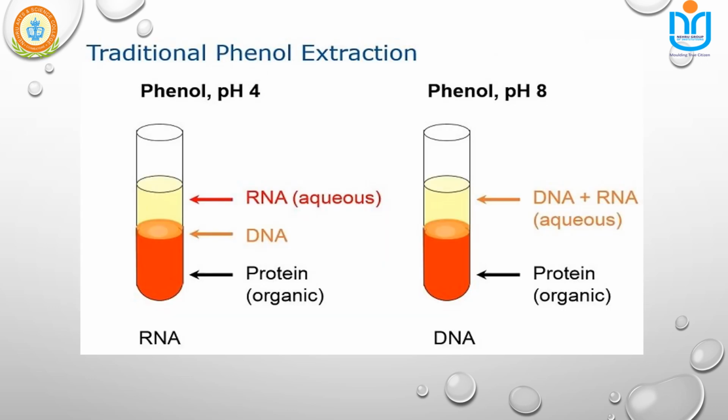The figure shows the traditional phenol extraction of RNA and DNA. Here, the organic phase contains the protein and DNA is in between, that is in the interphase, and RNA is in the aqueous phase. This is at pH 4, and at pH 8 the protein is in the organic phase and both the DNA and RNA are present in the aqueous phase.